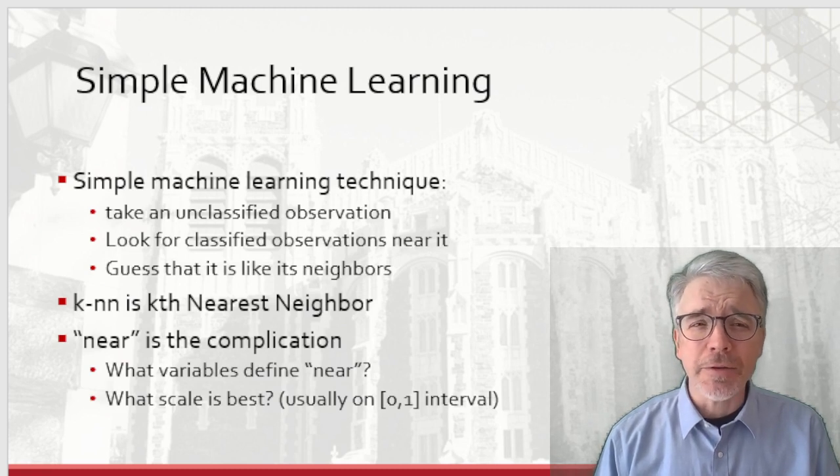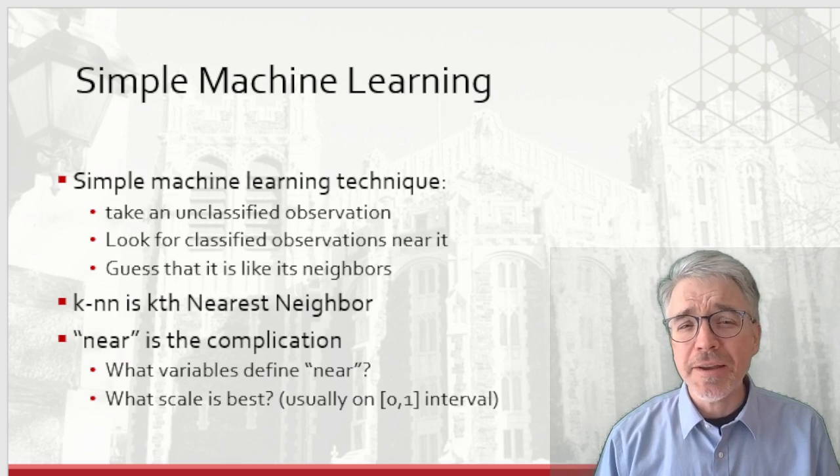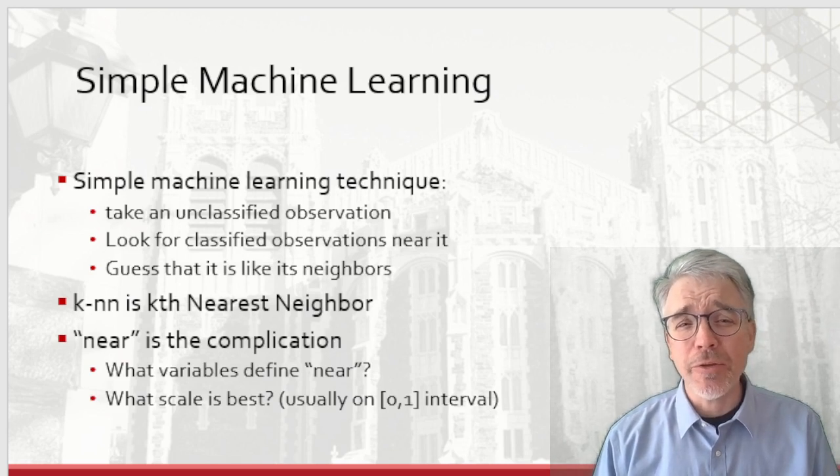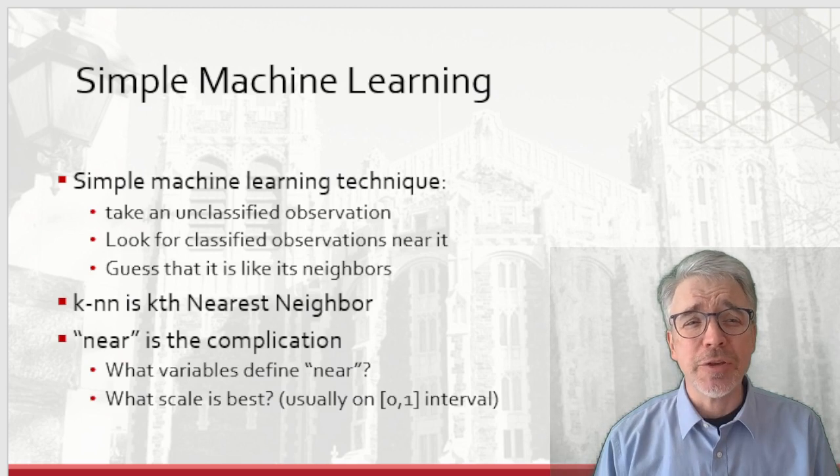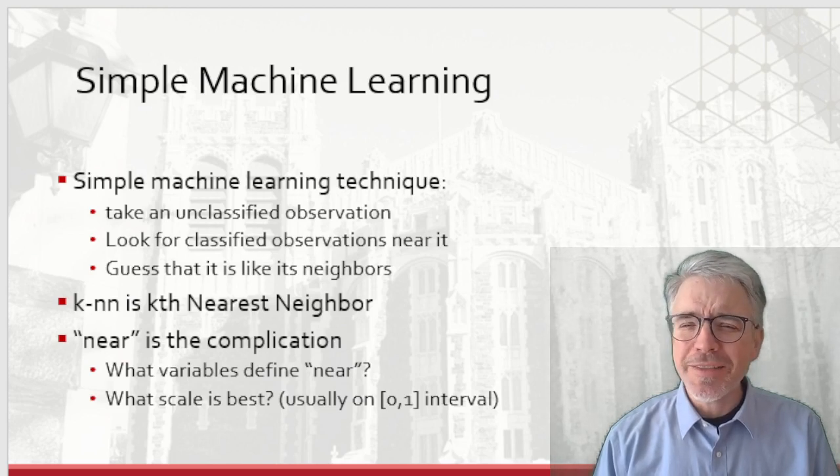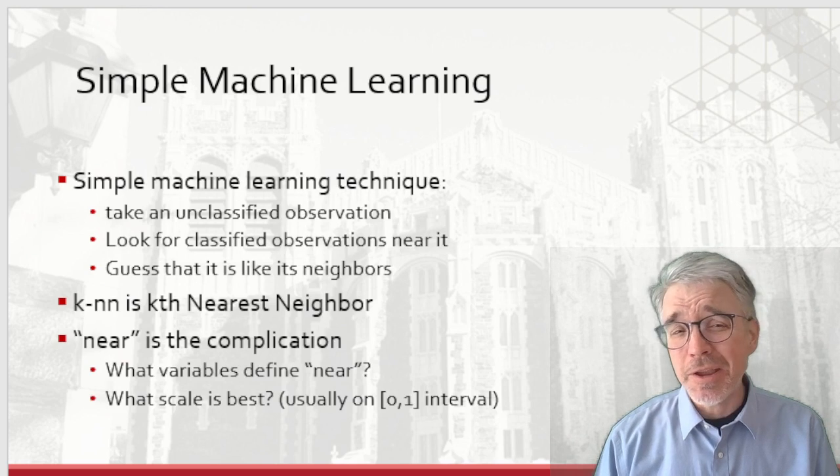The art in it, and there is quite a bit of art here, comes from defining near. By what measure are we going to say that one observation is near to some other observation? It's a perfectly simple-minded machine learning technique to implement once the background is set up. But there's a lot of complexity about how to set up that background. What exactly is near? How near is near?